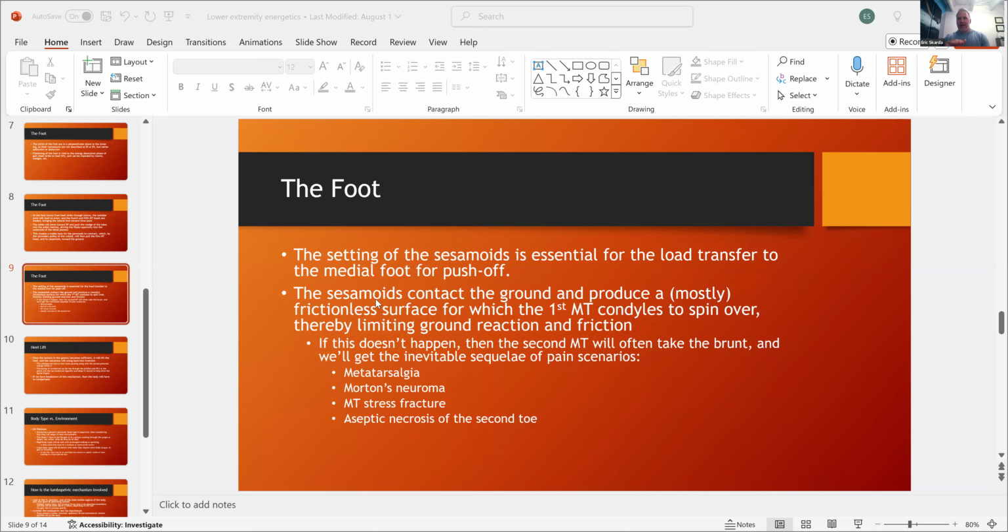What that does is, if this is the floor and this is the first metatarsal head, the sesamoids should be taking up that space in between. Otherwise we would have to bring the foot to the floor, which is difficult to do when we have all these potential pathophysiological problems, whether, like we said, it's neurophysiological, neurological, mechanical, et cetera. Any of these things can affect that.